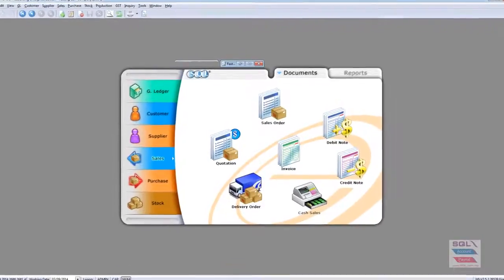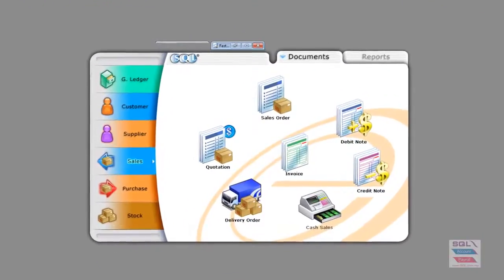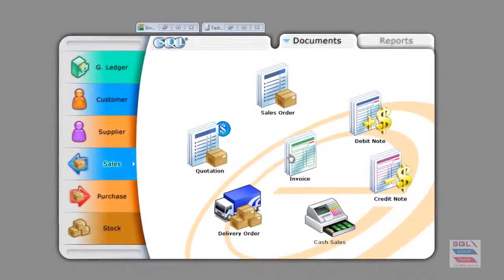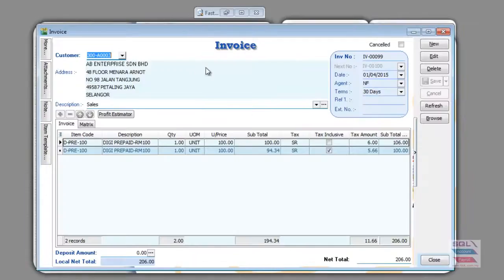Now I'd like to talk about the topic of tax inclusive. Go to sales invoice. If you look at this invoice, you will see that there are two items of the same code, same quantity, same unit price, but they will end up with a different sales subtotal. The reason is item number 1 uses the regular tax calculation of 100 ringgit multiplied by 6%, you get a 6 ringgit tax, and therefore added together is 106.